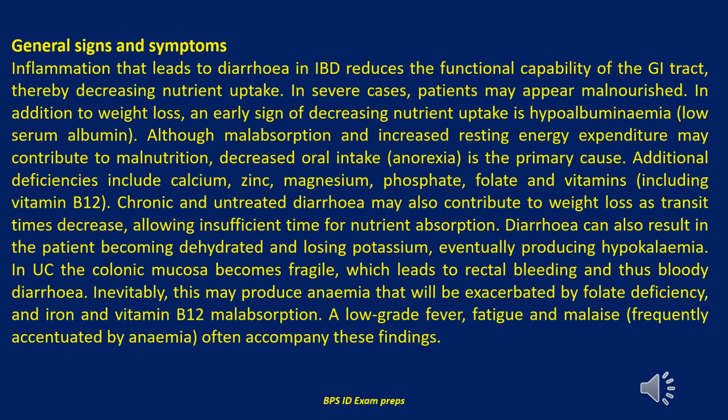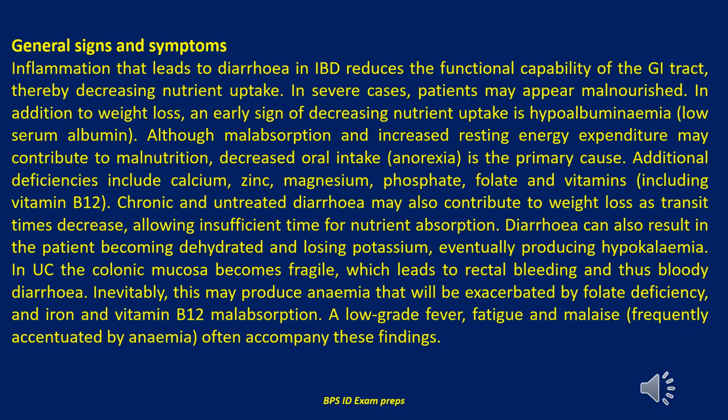Inflammation that leads to diarrhea in inflammatory bowel disease reduces the functional capability of the GI tract, thereby decreasing nutrient uptake. In severe cases, patients may appear malnourished. In addition to weight loss, an early sign of decreasing nutrient uptake is hypoalbuminemia, that is low serum albumin. Although malabsorption and increased resting energy expenditure may contribute to malnutrition, decreased oral intake, due to anorexia, is the primary cause. Additional deficiencies include calcium, zinc, magnesium, phosphate, folate and vitamins, including vitamin B12.